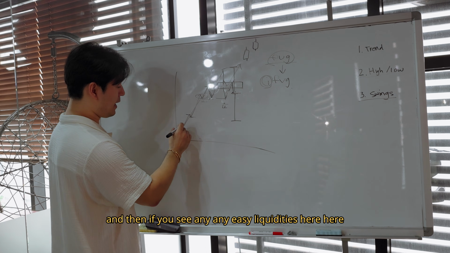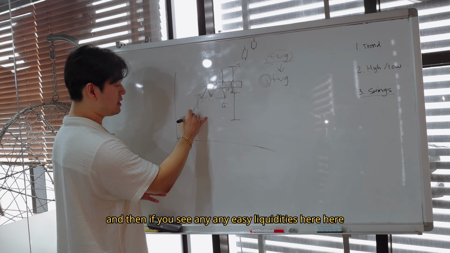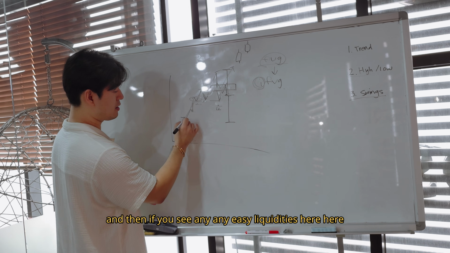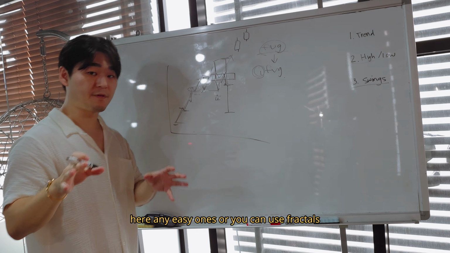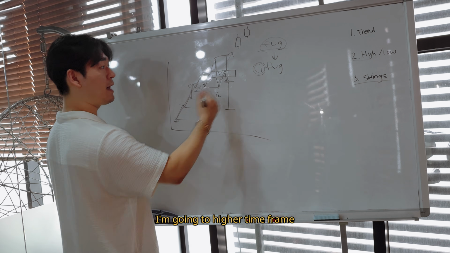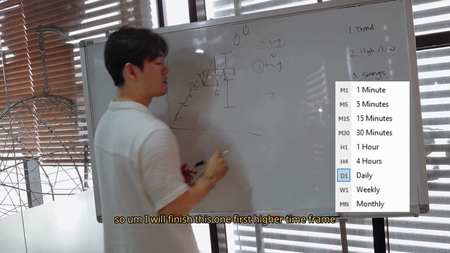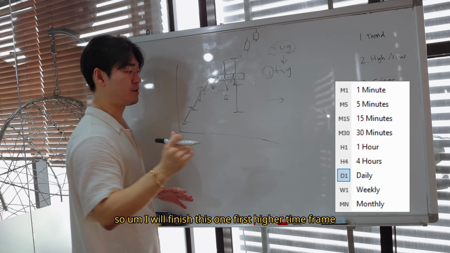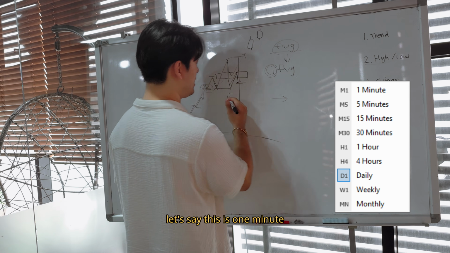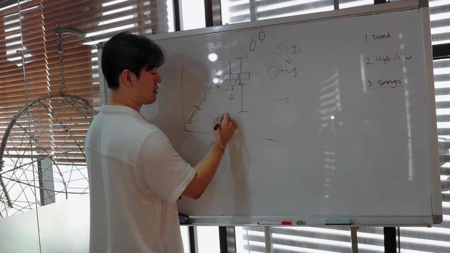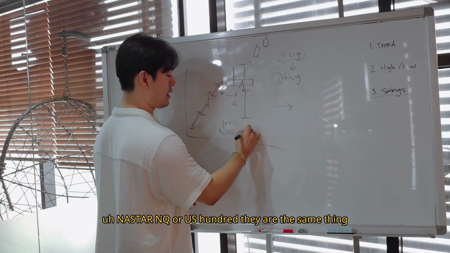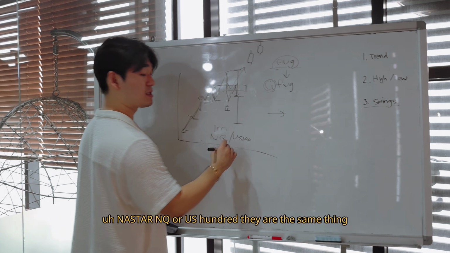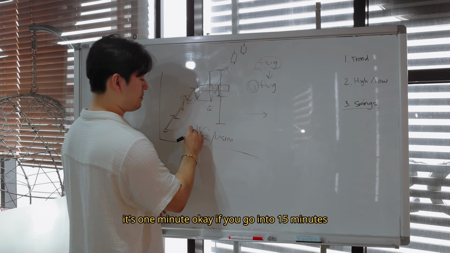And then if you see any easy liquidities, any easy ones, or you can use fractals and go into higher time frame. So I will finish this one first. Higher time frame, let's say this is 1 minute Nasdaq NQ or US 100. They're the same thing. It's 1 minute, okay?